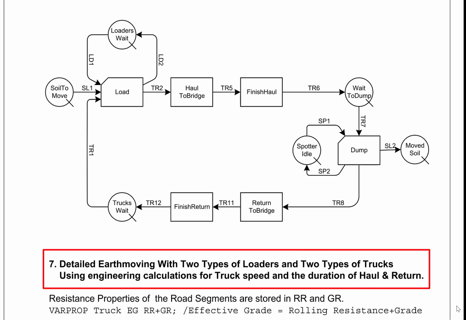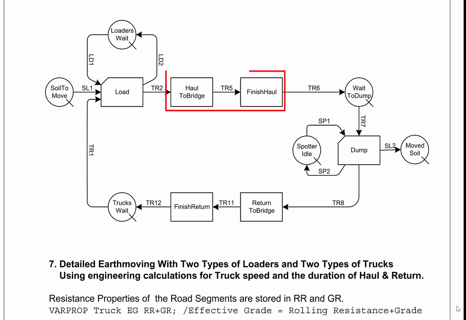Model 7 is similar to Model 6 in that it uses characterized resources. In Model 7, activity hold is broken into two parts, hold to bridge and finish hold, and the return activity is broken into two parts, return to bridge and finish return. These activities have been broken up because on hold to bridge the trucks are going downhill, whereas in finish hold they're going uphill. Similarly, on return to bridge they're going downhill, whereas in finish return they're going uphill.